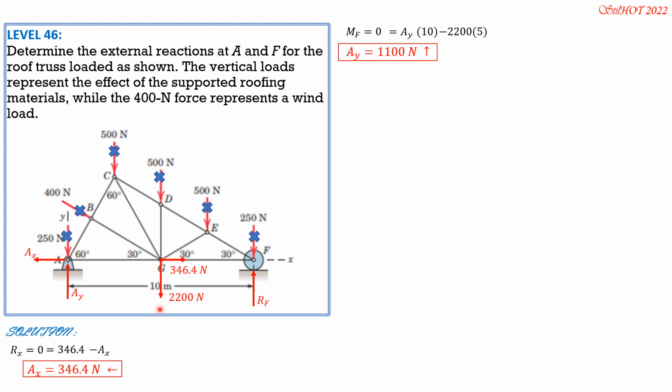By symmetry, we expect RF to be 1100 newtons also upward. Moment at A equals 0, counterclockwise positive, so equals RF times 10 minus 2200 times 5. So RF is also 1100 newtons upward.